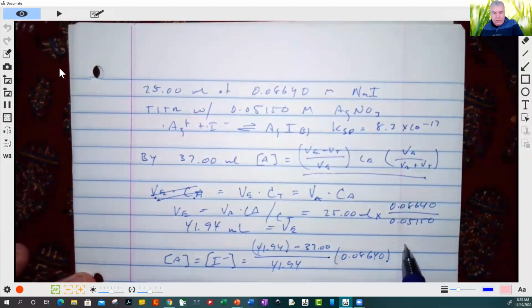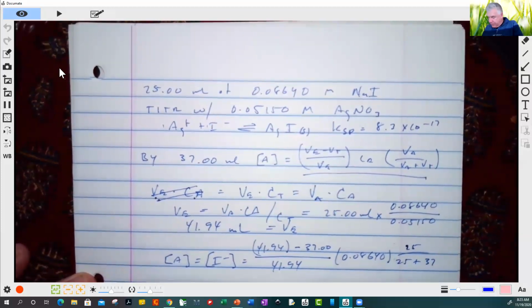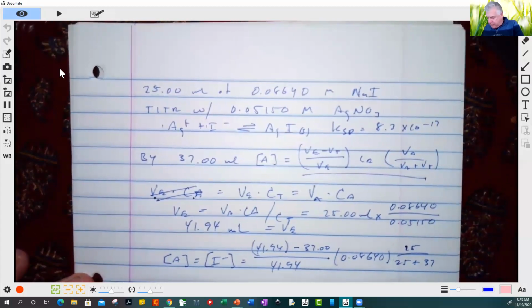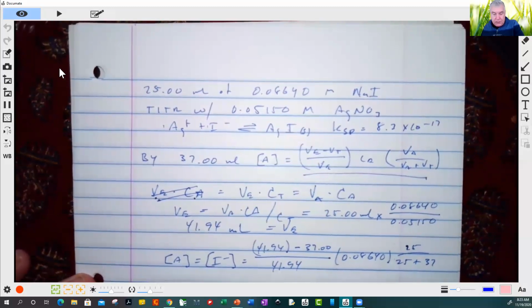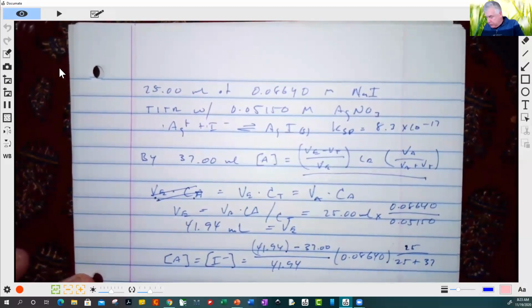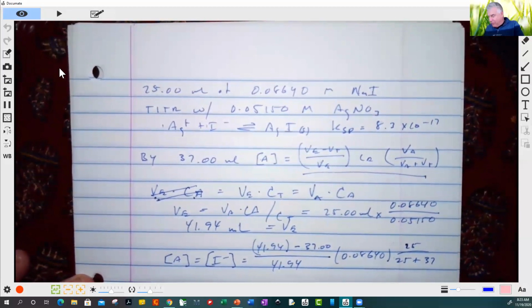25 over 25 plus 37. These are all 4 sig figs here, right? So my calculation gives me here that I minus equals 0.004. Yes, Alvin? 0.00410, and then a little 5 subscript 5. I love it.